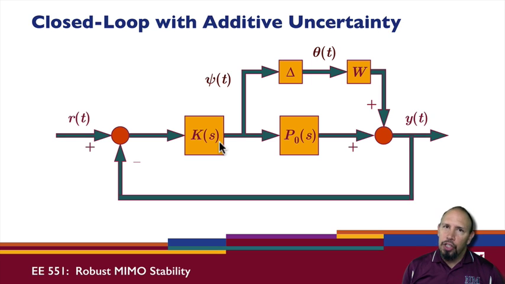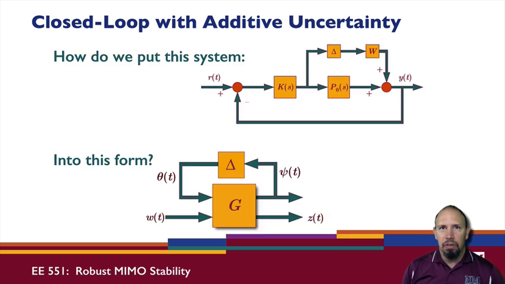Small gain theorem that we just discussed included the fact that we had some G of s that included the plant, it included the K, it included the W. And so we want to be able to put this into a standard form so that we can use the small gain theorem the way we presented it. So the question is, how do we put something like this into this form?